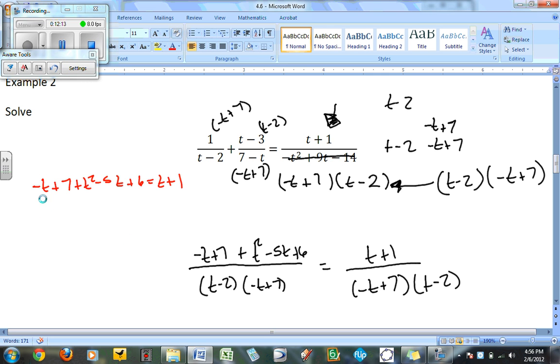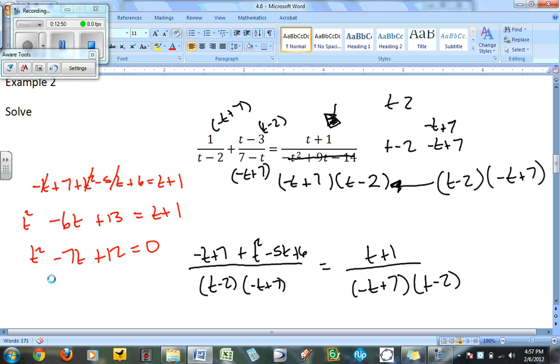Let's get everything to the same side and combine like terms. Here I'm going to get a negative t minus 5t is a negative 6t. I know I have a t squared, I'm going to write that in front. My negative t and my negative 5t, 7 and 6 is plus 13. Then I have t plus 1 over here. Again, let's get everything on the same side. So I have t squared minus 7t plus 12 when I subtract that over, equals 0.